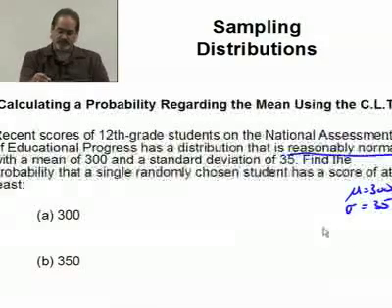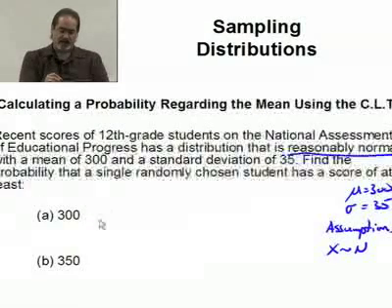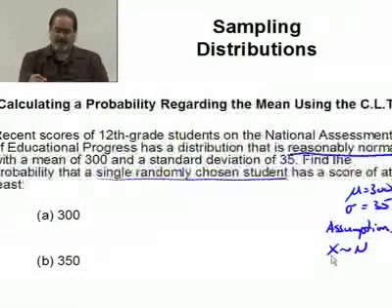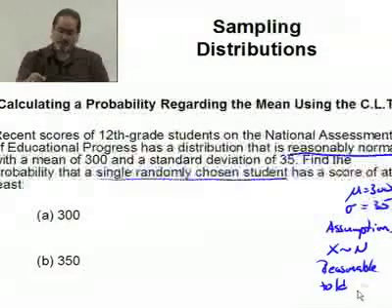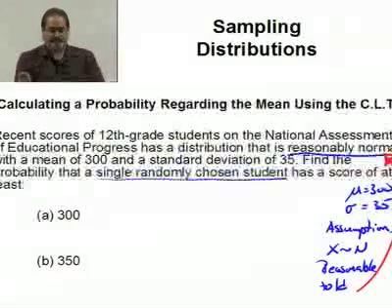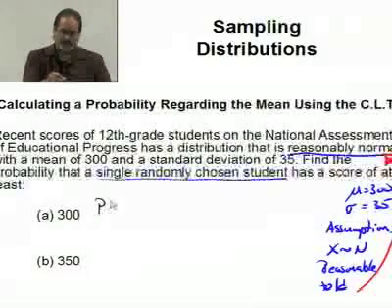Well, what are the assumptions? The assumption here is that the distribution is normal. Now, you notice this is a single randomly chosen student, so I'm talking about X, not X bar. This is reasonable because right here, we're told that the distribution is normal. So no big deal. Now, to calculate probability, I'm going to do like we did previously. For the first one, I'm going to start with a probability statement. I want to know the probability that X is at least 300.